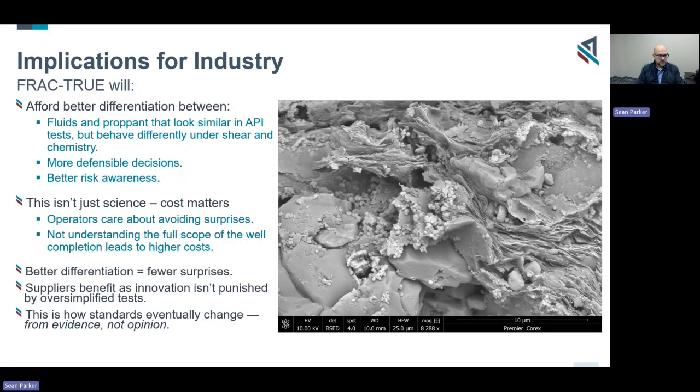And obviously suppliers are going to benefit because they're not innovating something that the industry doesn't need, and they're not going to be punished by oversimplified tests. And I feel that this is how things are going to evolve from evidence, not just simple opinion, because as we know, everyone has one.